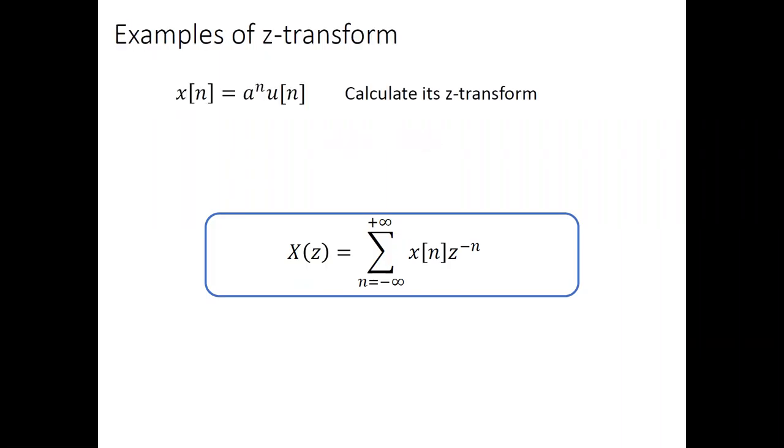So let's look at an example. We have this signal x of n, which is a to the power of n u of n. So the previous signal 2 to the power of n u of n is a special case of this signal. Now let's try to calculate its z transform using the definition we learned in the blue box. Let's do it in 2 minutes.